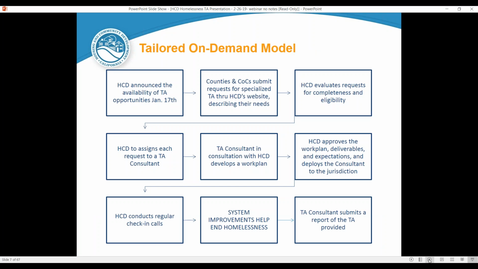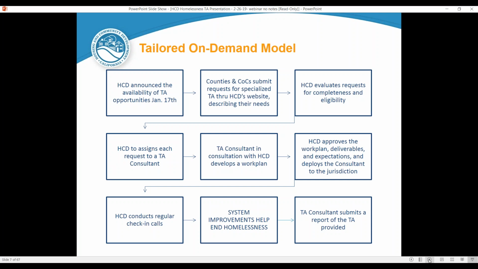The way that we're unveiling this technical assistance is a little bit different than our other programs. We are using a similar method to what we had with HUD, which is an on-demand model. As I mentioned earlier, HCD announced the availability of this technical assistance at the Homeless Coordinating Financing Council. That was on January 17th. And at that meeting, our director also made a commitment to Butte County to provide dedicated technical assistance for their team, especially as they're recovering through the worst disaster at least in our California history.